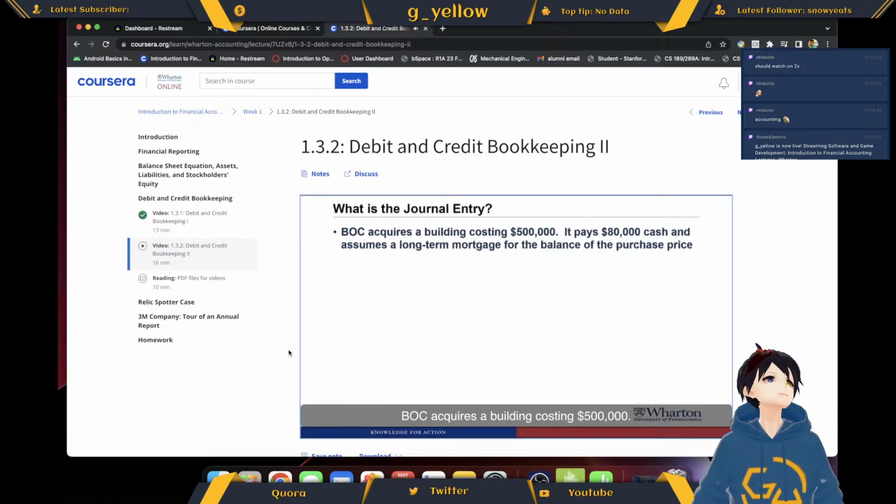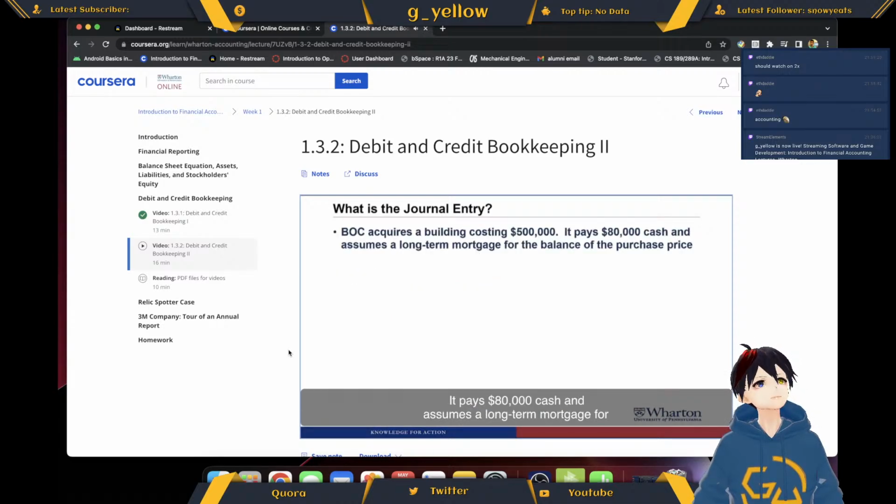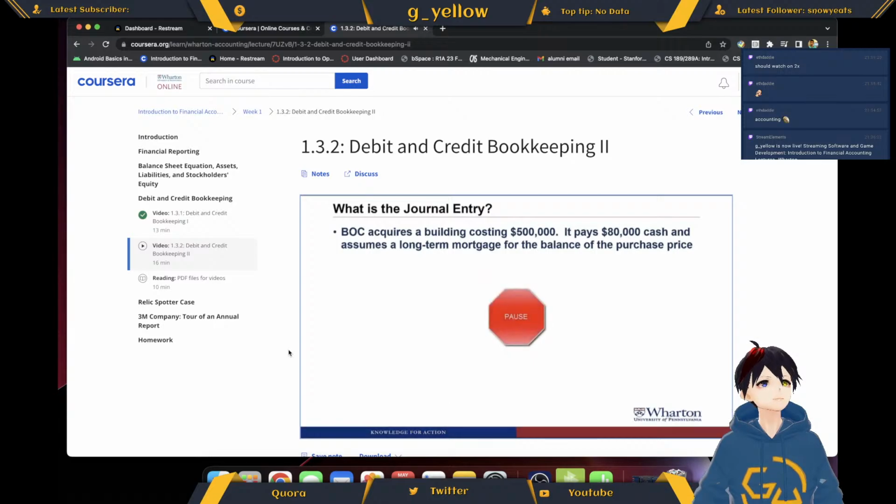BOC acquires a building costing $500,000. It pays $80,000 cash and assumes a long-term mortgage for the balance of the purchase price.